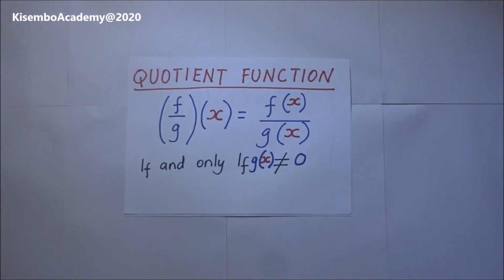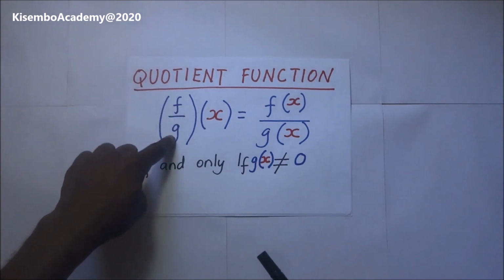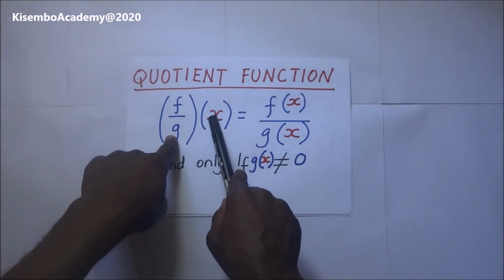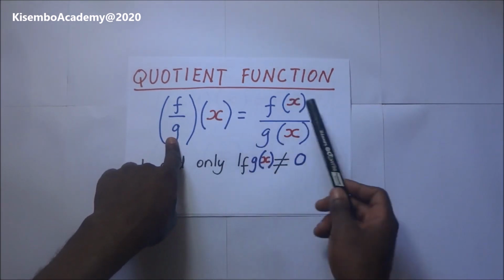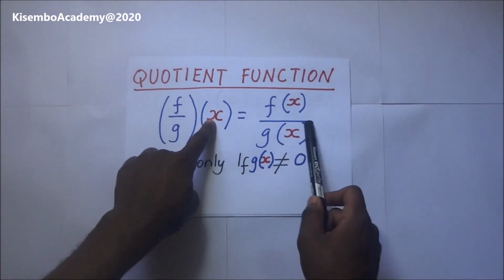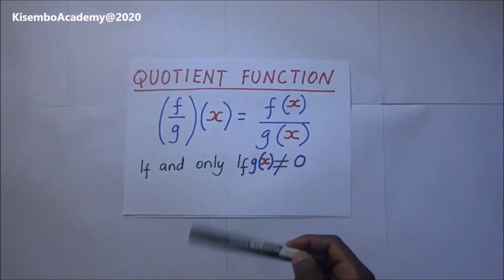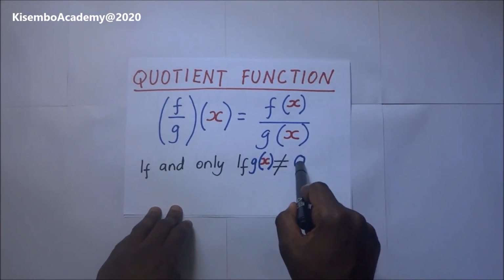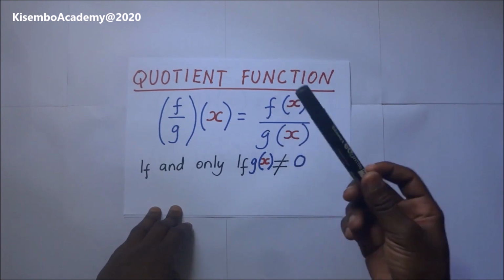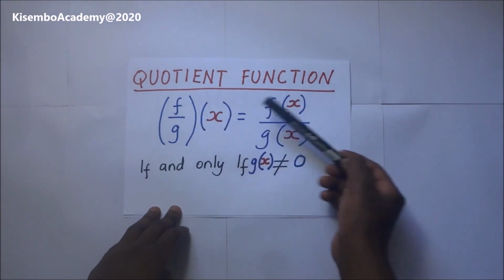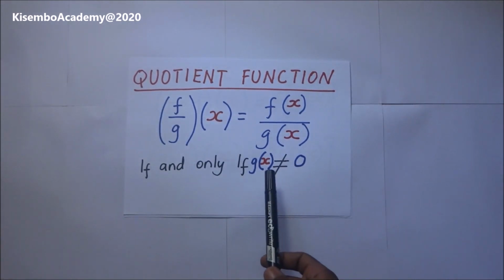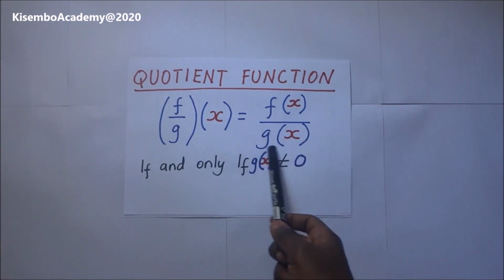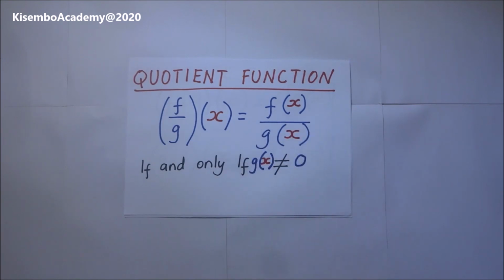Then we have the quotient of the functions. In this case we are dividing the functions, f divided by g, where x is the input. When we divide those two where x is the input, it's the same as saying f of x divided by g of x. But the condition here is that whatever function is in the denominator should not be equal to 0, because if it is equal to 0, then the quotient of the functions would be undefined. So this is only valid when the function in the denominator is not equal to 0.